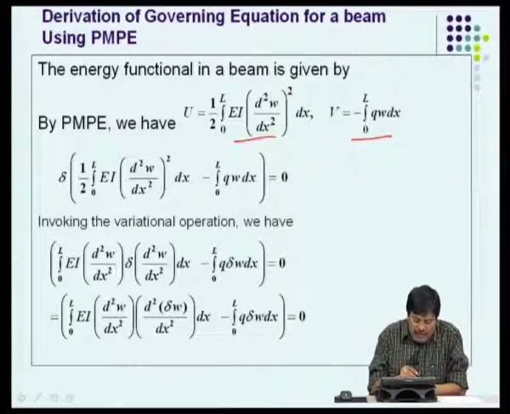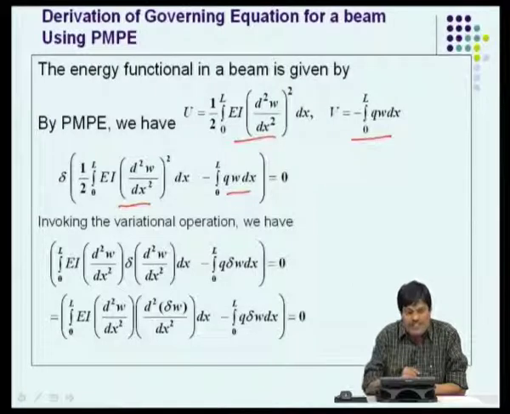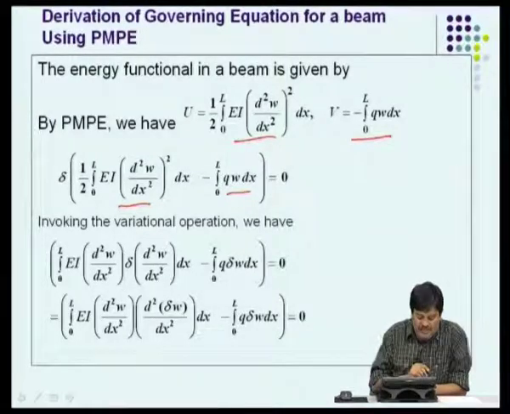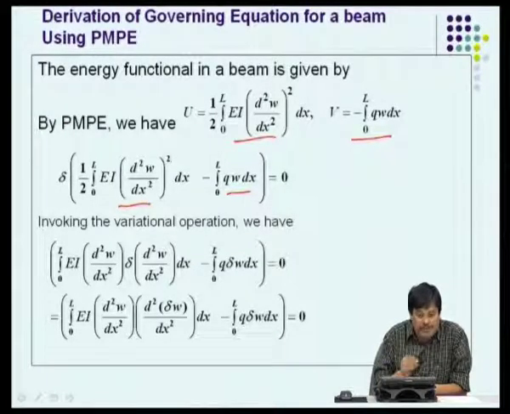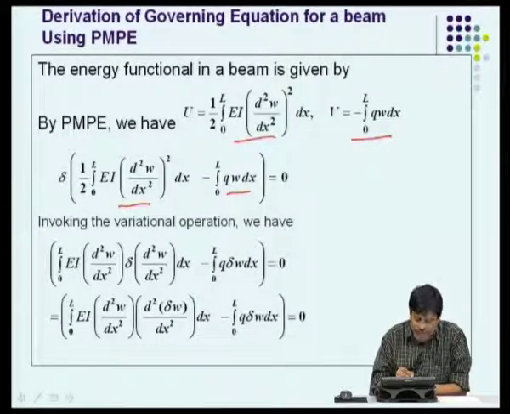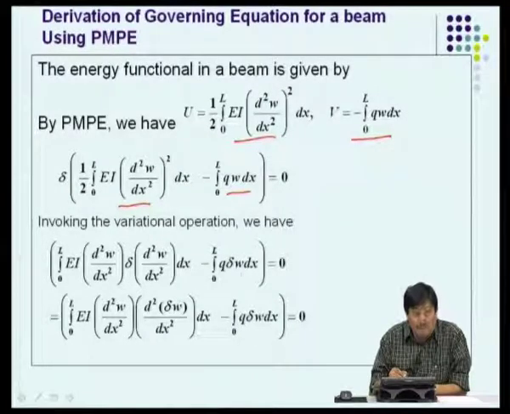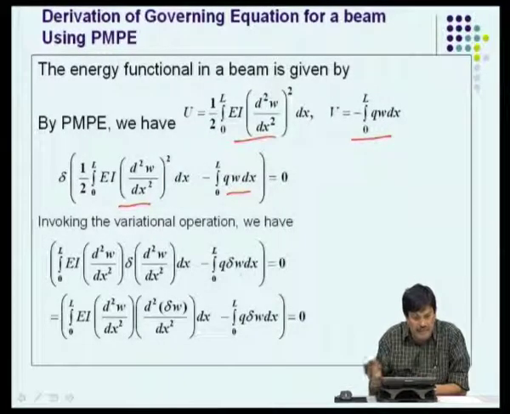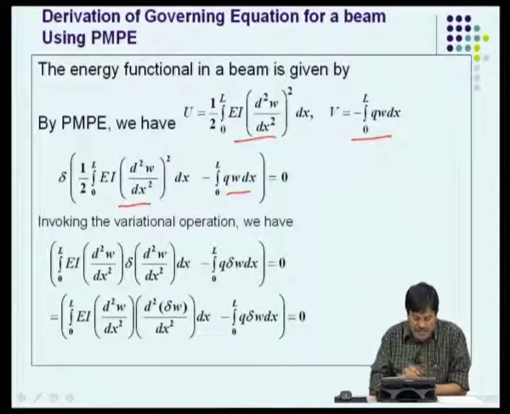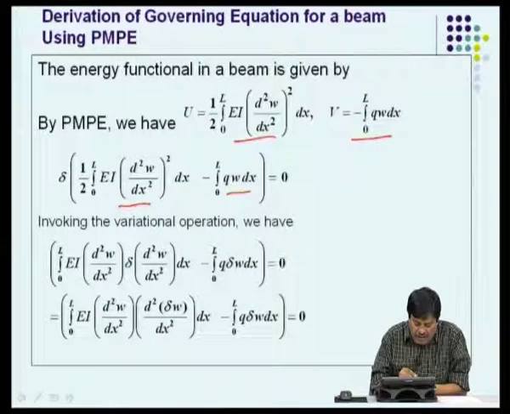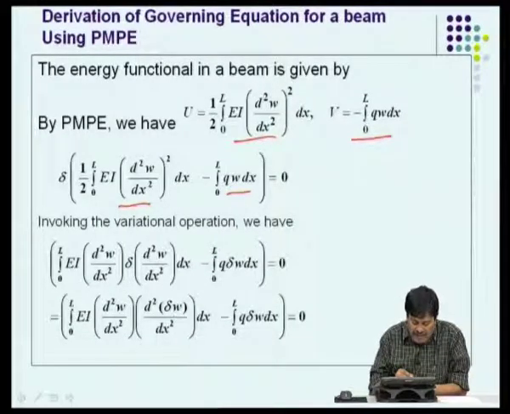So, the total energy is the energy due to the internal forces and the energy due to the tractions, that is the distributed force. We take a variation of this. When we take a variation of this, we have EI, and the 2 gets cancelled because of differentiation. We have d square W by dx square into variation of this portion, minus q into variation of delta W, because we are only varying the displacements in the finite element method. In the force based method we will vary forces. Invoking the variational operation, we have this. So, I can take this differential out and put the variational operator here in this way.